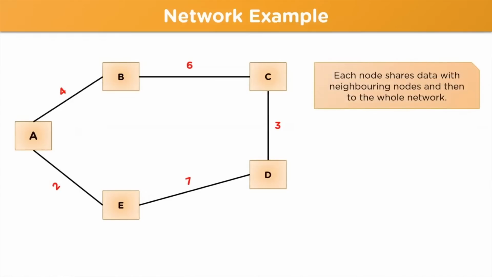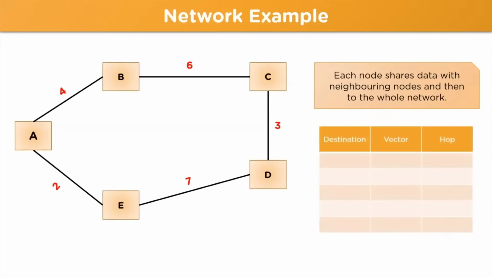In a network model, each node shares its vector data with its neighboring nodes at a regular interval, as there are various updates in the network model. This data is shared in the form of a routing table, where three different columns are used. First being the destination column, second the vector column, that is the distance, and lastly the hop.